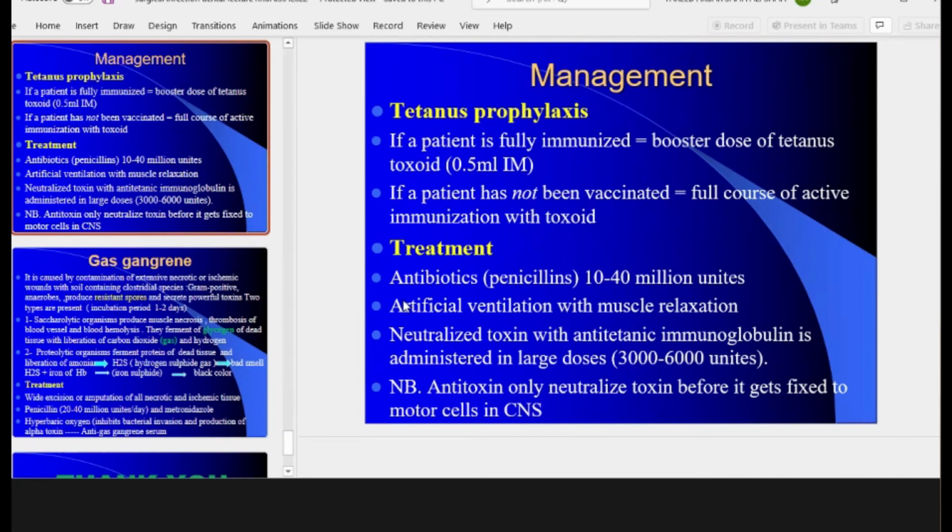Treatment for tetanus, once it happens, the treatment needs penicillins, artificial ventilation with muscle relaxation, neutralized toxin with anti-tetanic immunoglobulin.